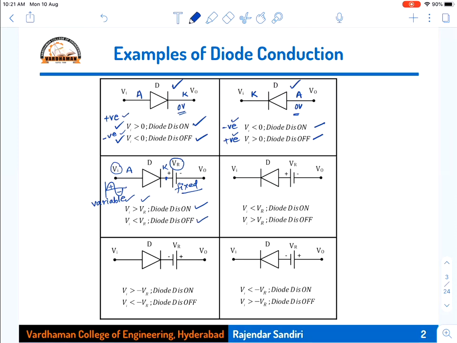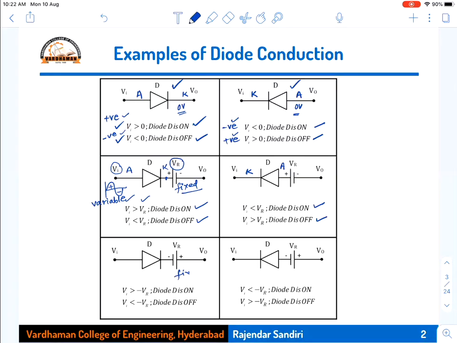And if you interchange the polarities of the diode in the second case, it will be opposite. This is now cathode, this is now anode. Now Vi is less than VR, the diode is on. Vi is greater than VR, diode is off. Similarly, here we have taken the fixed positive voltage. In the next diagram, we'll take fixed negative voltage.